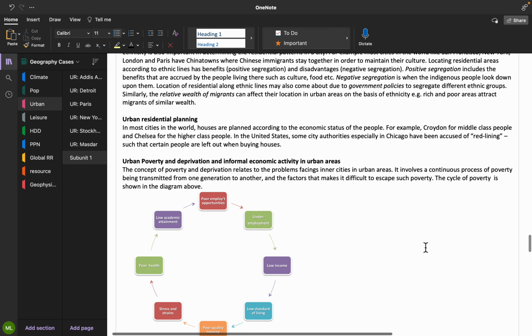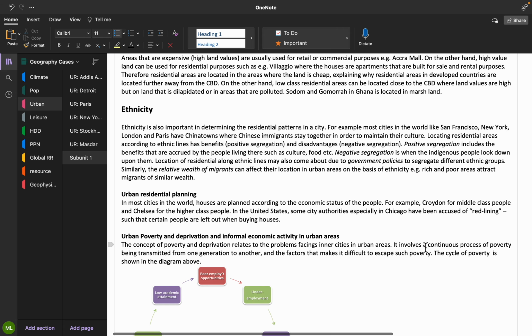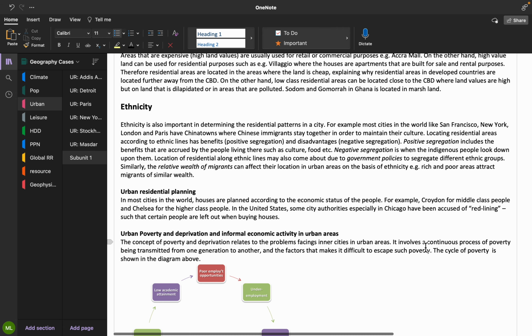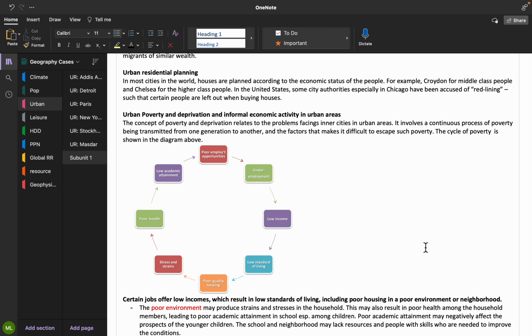Okay, so now there's also urban residential planning, which is an important aspect. Depending on how the government, engineers, architects, and construction workers design the city, it always affects the residential areas. And another important social factor is urban poverty and deprivation and informal economic activity in urban areas.